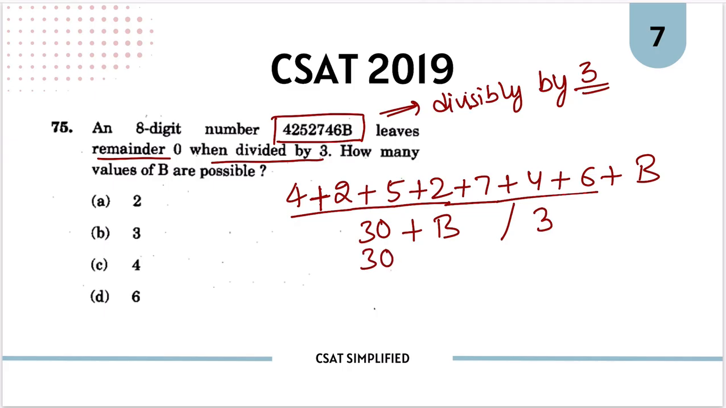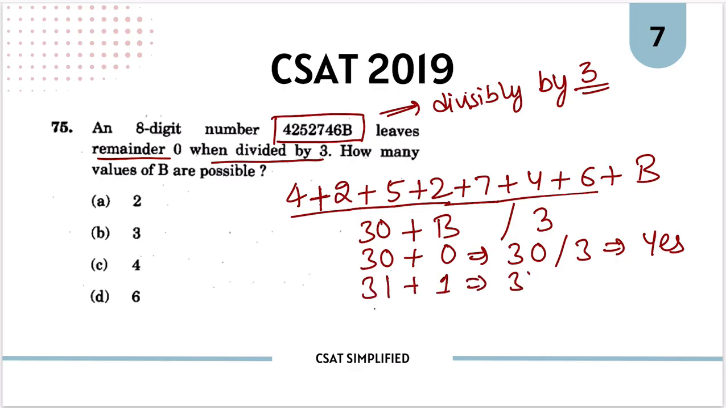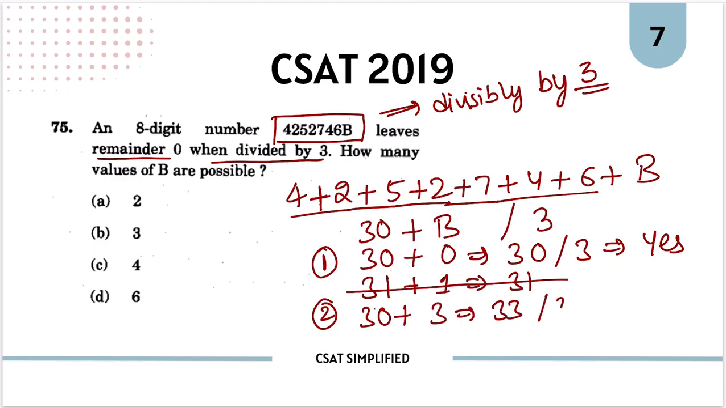b can either be 0, so that will make it 30 plus 0, 30. So 30 divided by 3, the answer will be yes. Can b be 1? No, because 30 plus 1 will be 31, so it cannot be the case, right? In a similar way, the second answer could be 30 plus 3, so you will get 33 divided by 3. So that will also be yes.